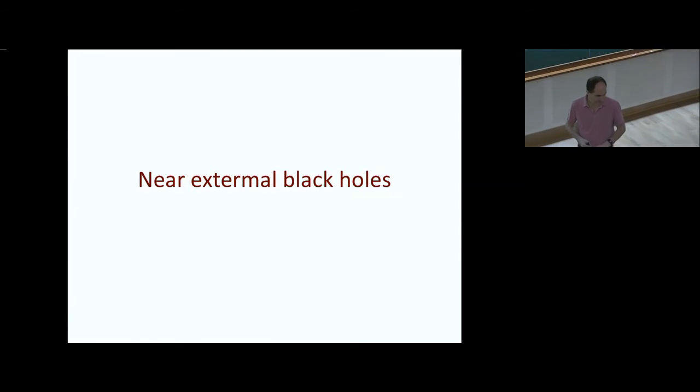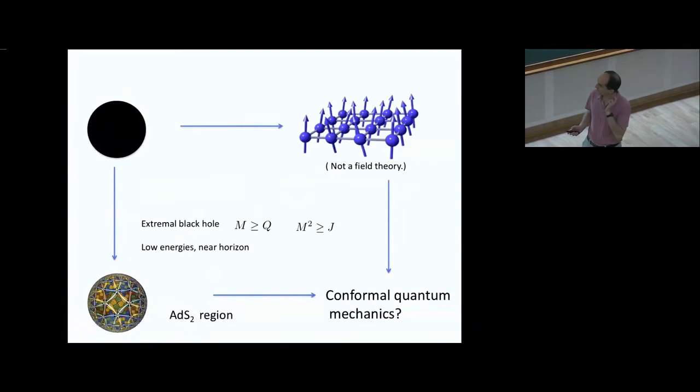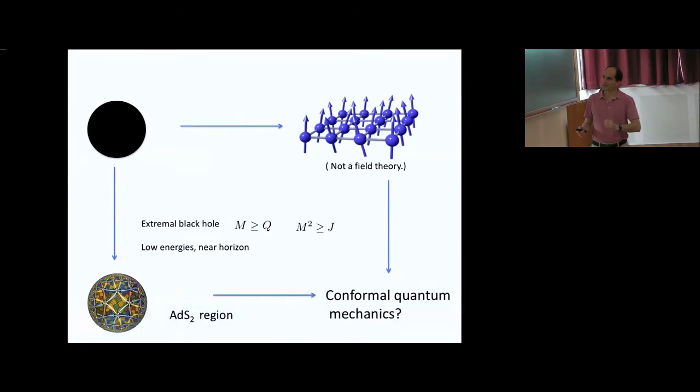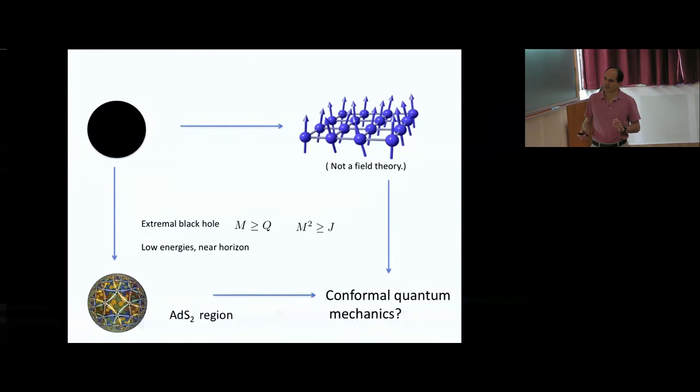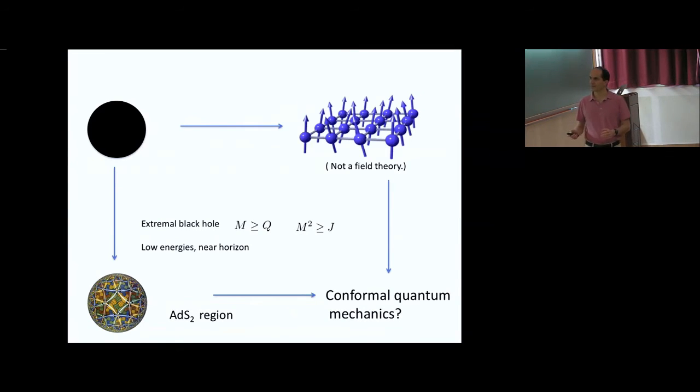So now we go to discussing near extremal black holes. We consider charged black holes, for example, and then if the mass is close to the charge, then at low energies near the horizon, we find an ADS2 region. First, this would make you think that perhaps we can take this whole limit to restrict to the ADS2 region, and then find perhaps a dual quantum mechanics system that describes those near extremal black holes. It will be some kind of conformal quantum mechanics system.